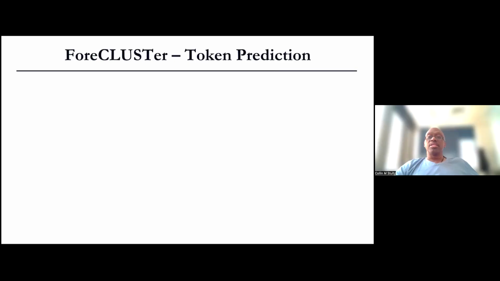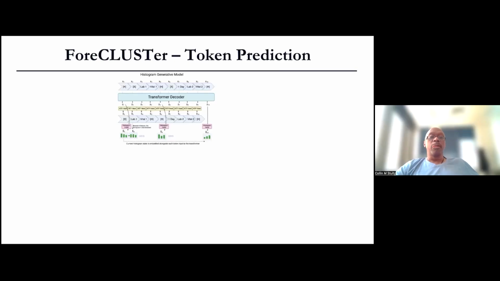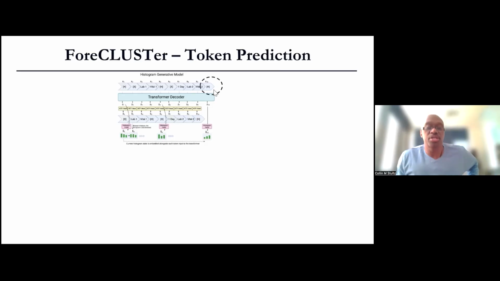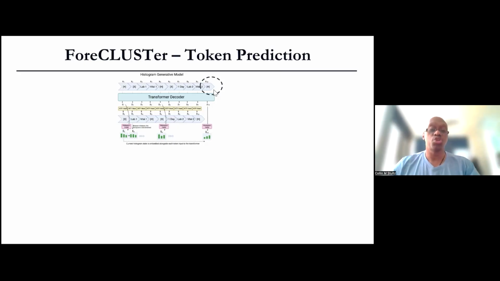So again, looking at not the token prediction, but let's take a look at solutions. Now, part of this talk is not only about forecasting the future, but it's about patient phenotyping.